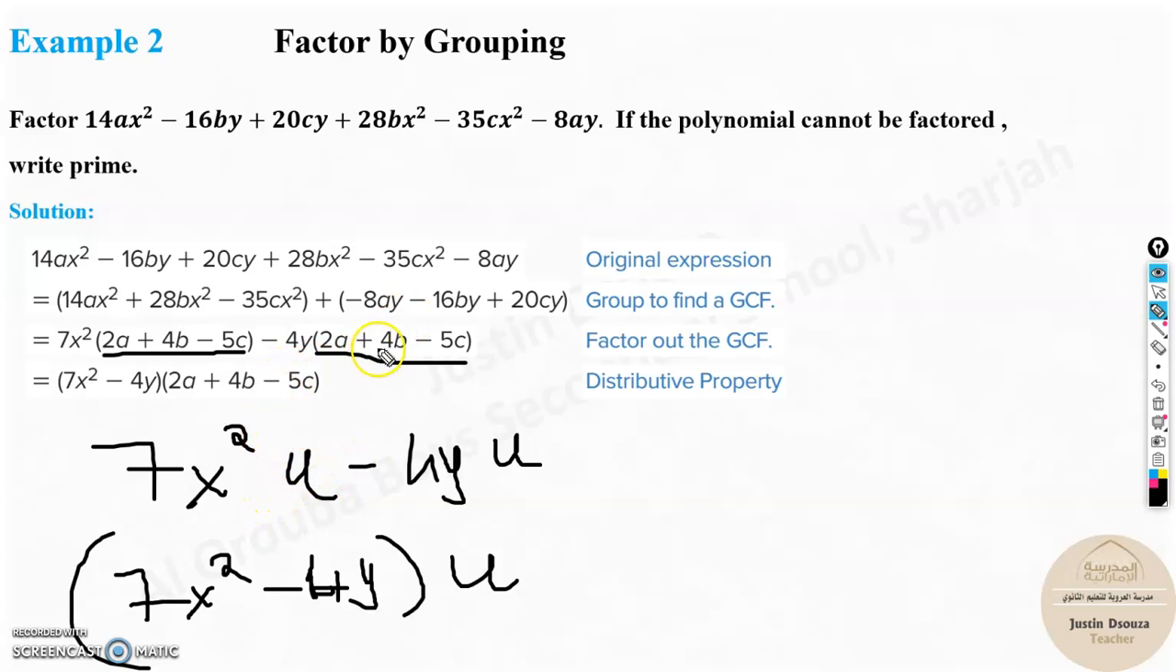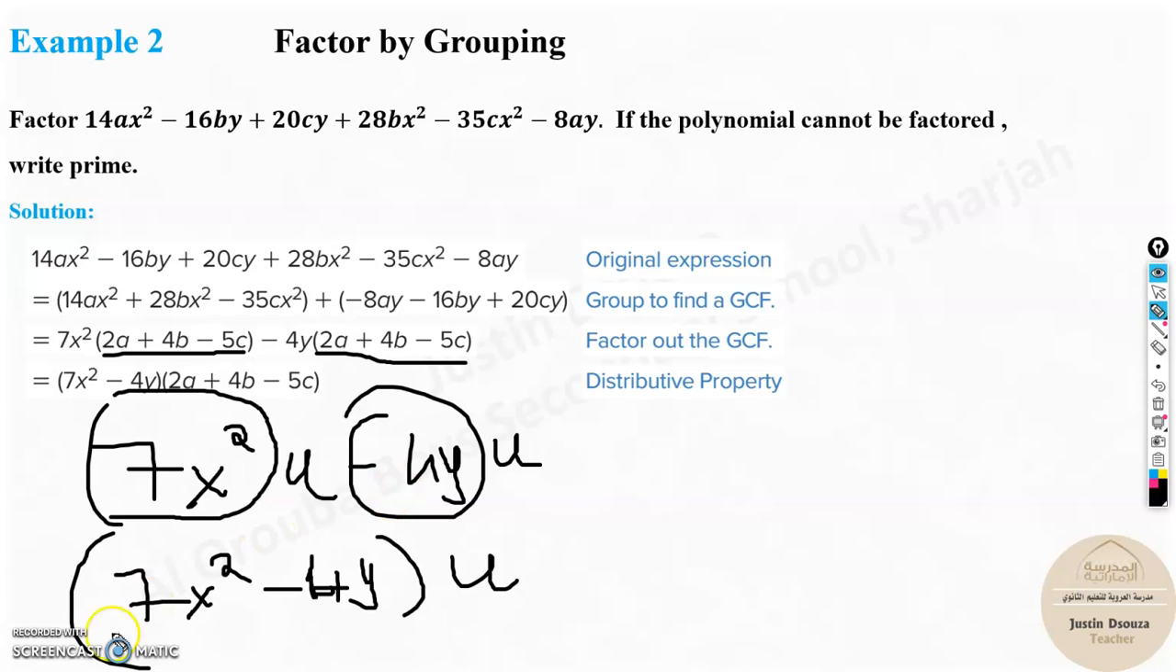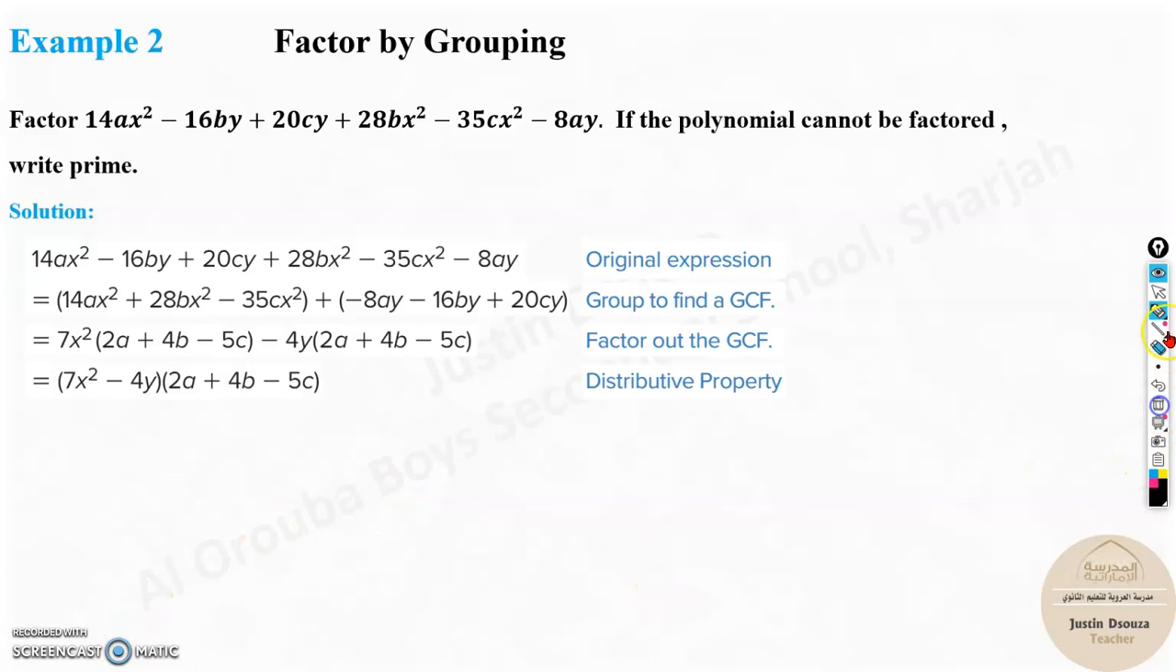And now you can see these same terms are repeated, so you can remove them common out. And what is going to remain? 7x squared and minus 4y. So 7x squared minus 4y, and u is outside. So this is the answer. So this will be the final answer. I hope this is clear. Just go through the steps. You're grouping different factors and then finally simplifying it further.